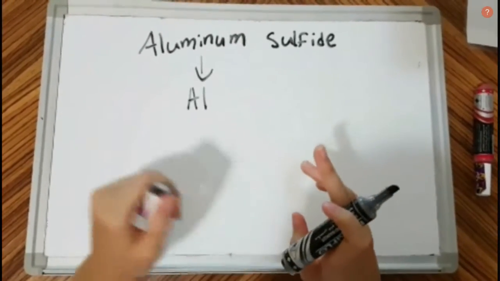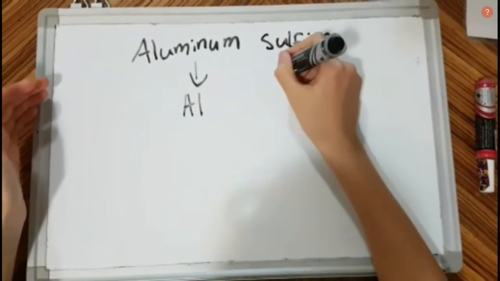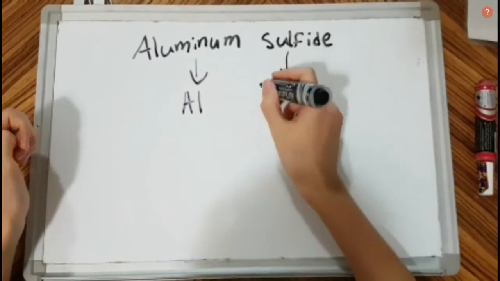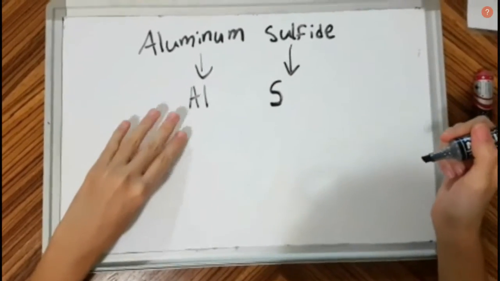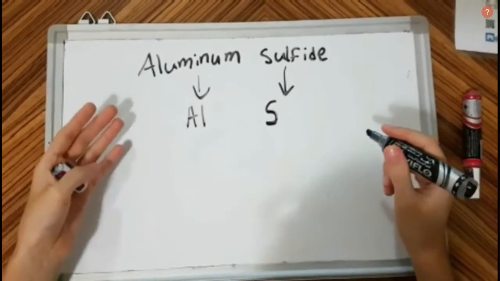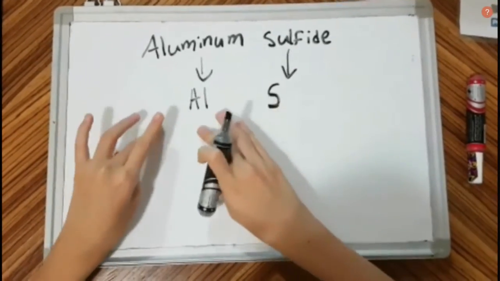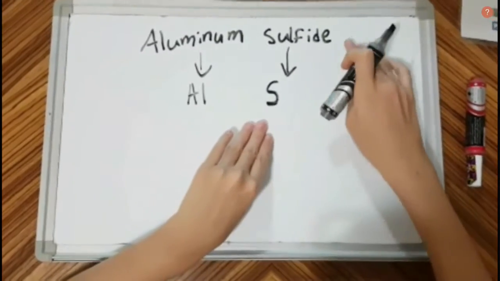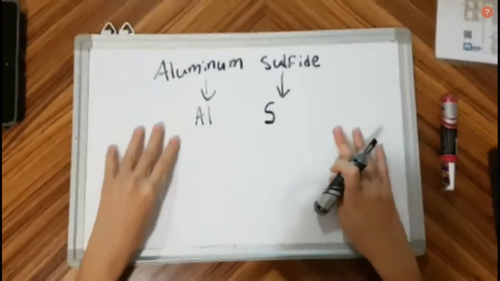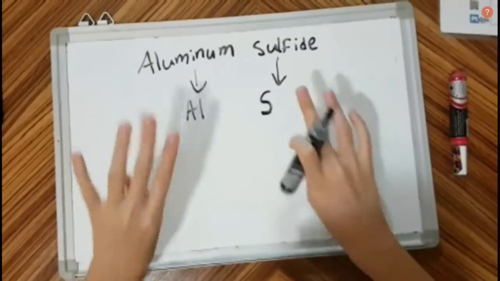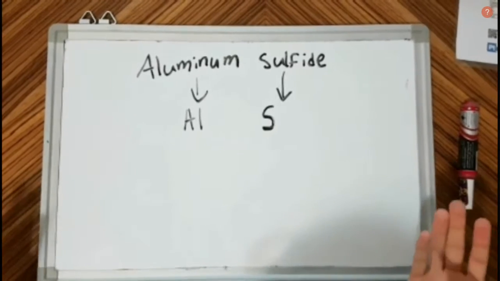And then you write the name of the second element, which is sulfide. So here it's going to be S. And metal is always positive, since it always loses an electron. So that's why it's always first, because it's positive then negative, and non-metals are always negative because they gain the electron. Anyway, so now we wrote the actual elements, but they also have charges.